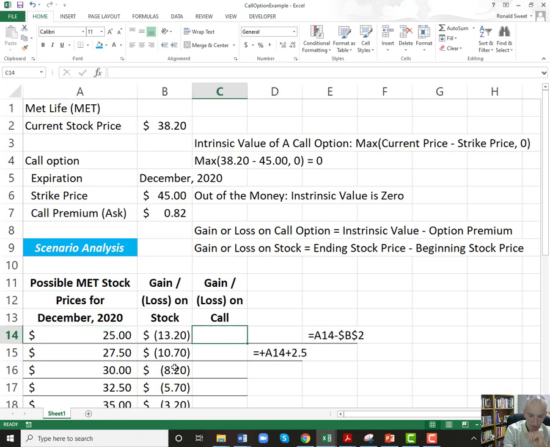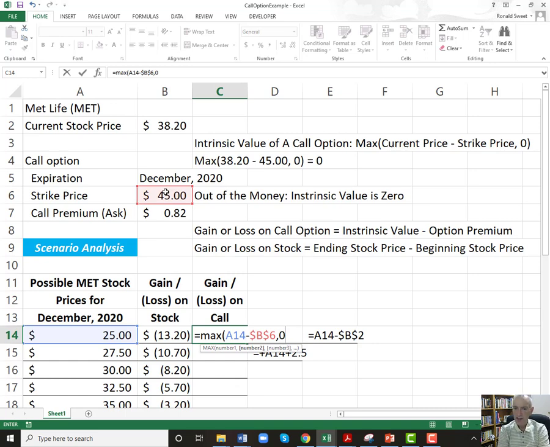So the gain or loss, the first thing we're going to do is the intrinsic value. So we do equal max, open parentheses. So it's the current stock price, $25, minus, in this case, not the $38.20, but the strike price. So we click on that, hit your F4 to lock it in. The max of that and 0. So what would that be? If the stock's trading for $25, we are going to let this option expire worthless. So if I hit enter here, I get an intrinsic value of 0.